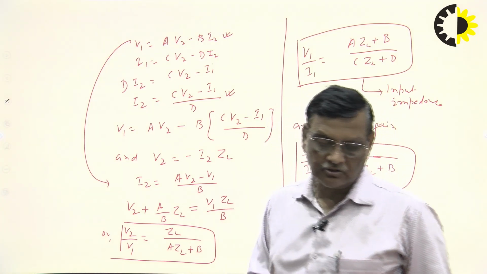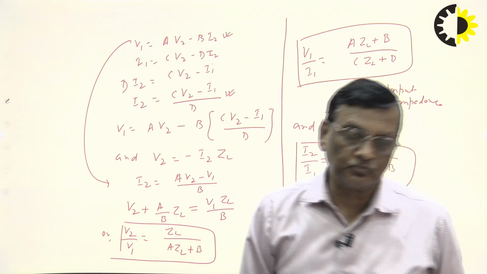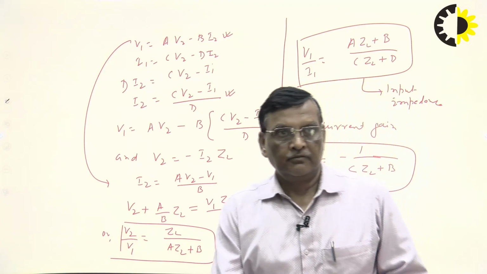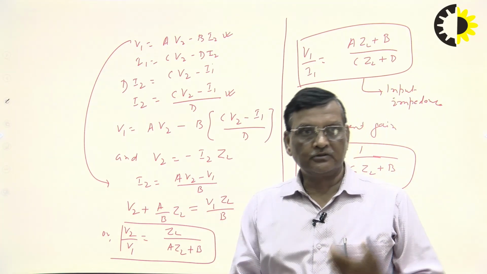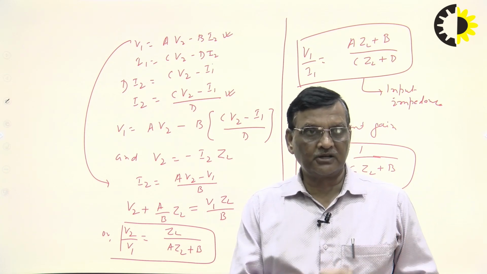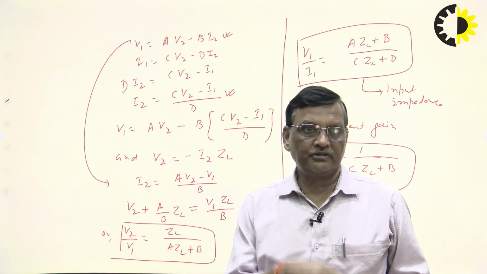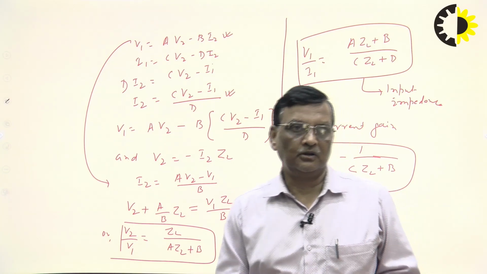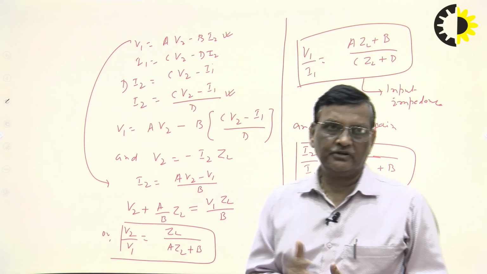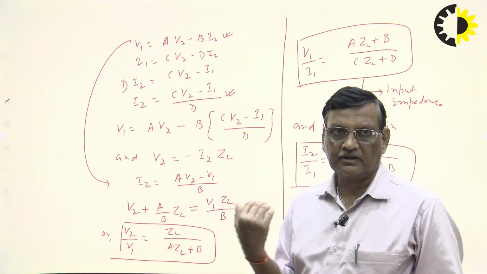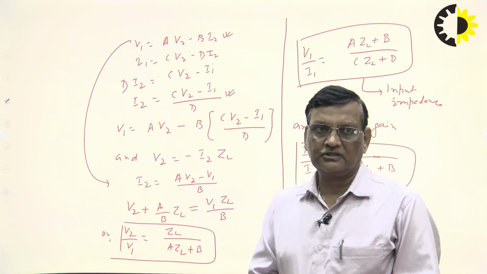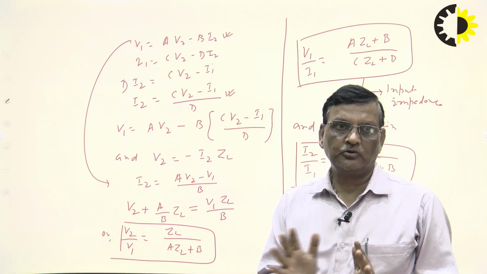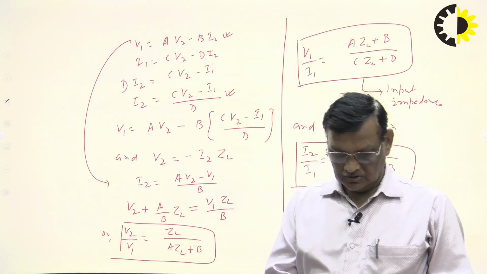So this is all about your terminated two-port networks, whether the load is terminated or the source is terminated. When the source is terminated by a voltage source with some series impedance, or the load is terminated by some load impedance, this is the way to get these variables: input impedance, voltage gain, and current gain, when the two-port networks are terminated. So we stop here.